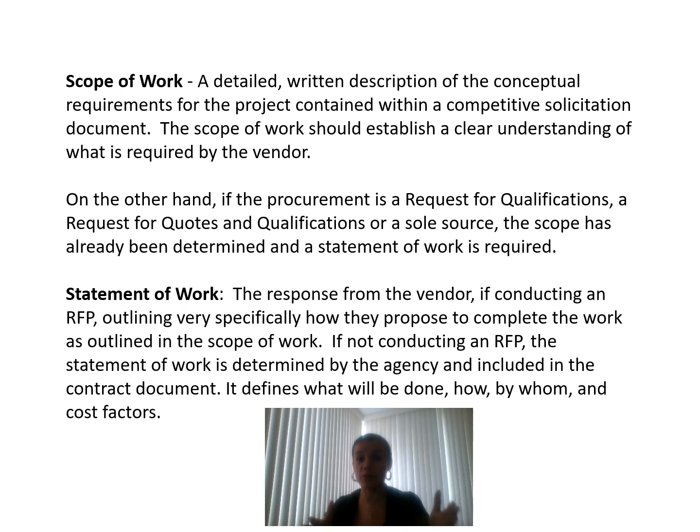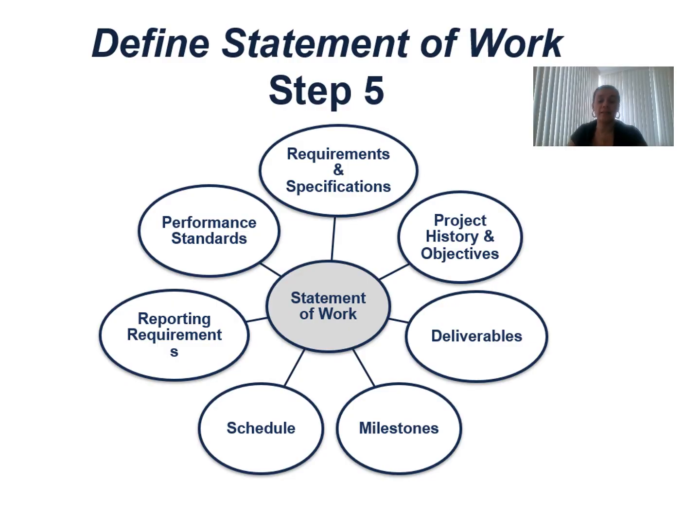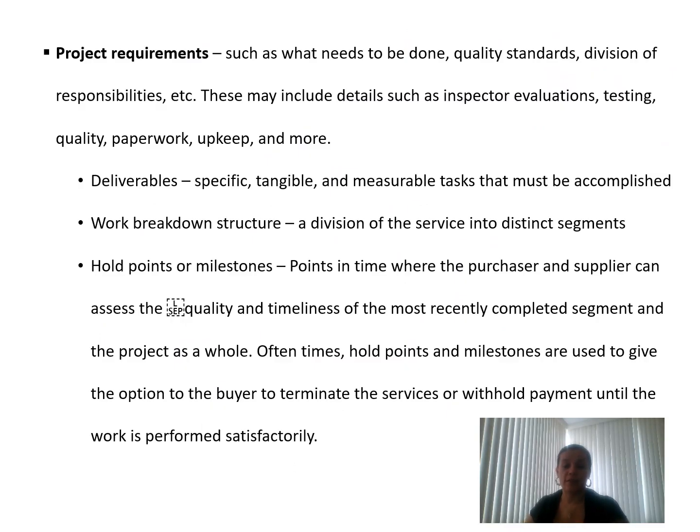This will clarify the boundaries of the service or the product that will be provided to the company. In step 5, we have the following stages: requirements and specification, objectives, deliverables, milestones, schedule, reports and requirements, and performance standards. All of these are part of the statement of work. The project requirements include what needs to be done, quality standards, and division of responsibilities. It includes the deliverables, specific tangible measurable tasks that must be accomplished, and the work breakdown structure: what is the main deliverable and what are the parts that compose that deliverable.